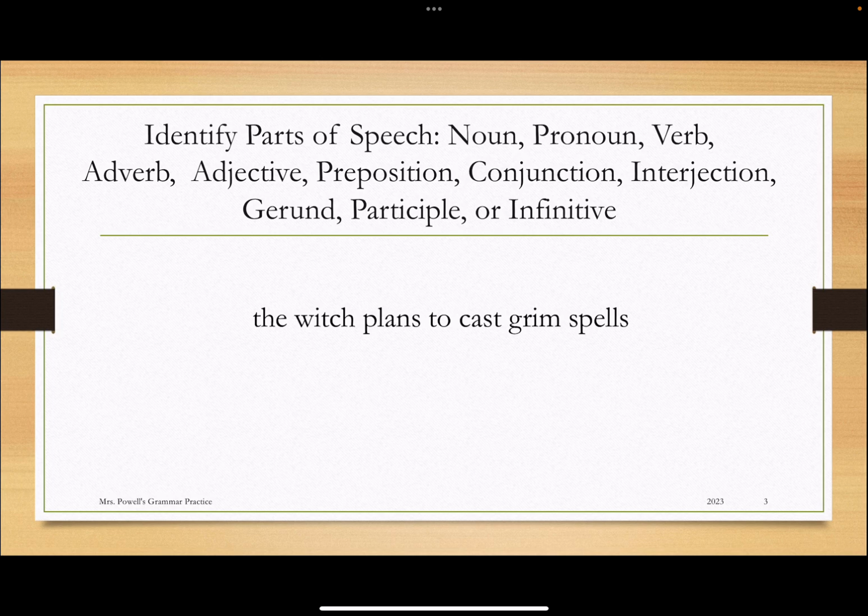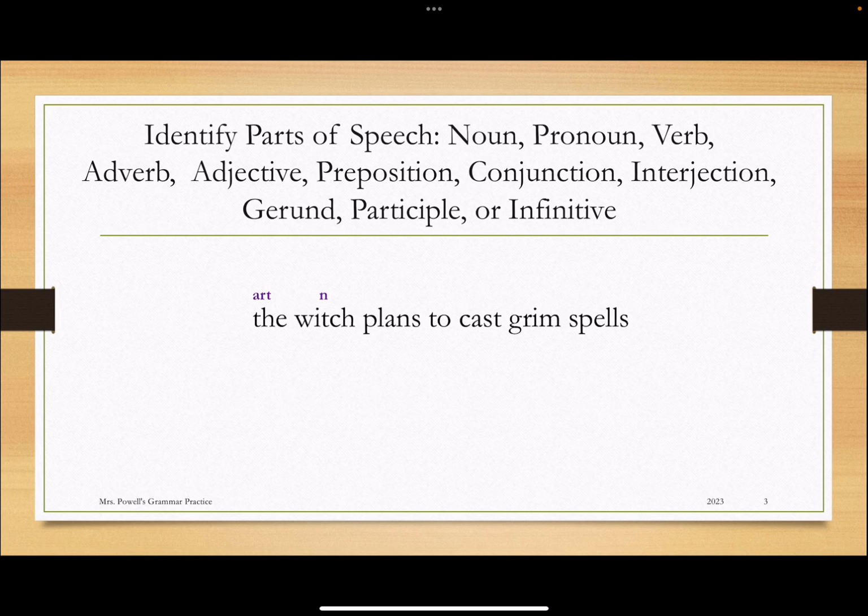The first thing that we're going to look at is the sentence parts of each word. When you're diagramming your sentence, it will require you to be able to identify your parts of speech so that you know where each word goes on your diagram, because when you diagram, every single word in the sentence must be a part of the diagram. In order to determine what your subject and your predicate are, you have to know the parts of speech for each word. So we're going to start with this sentence, which is: the witch plans to cast grim spells.